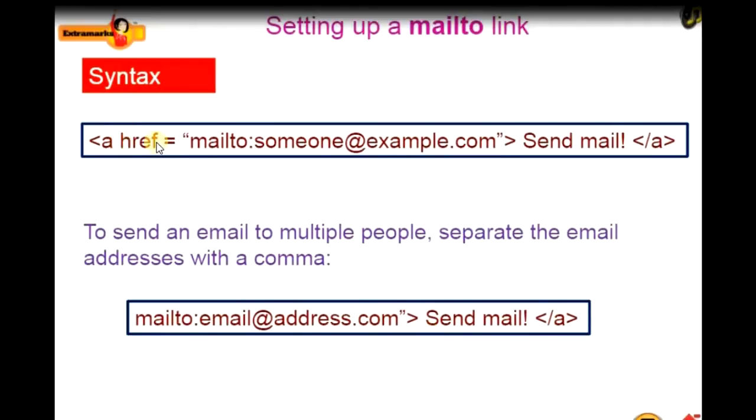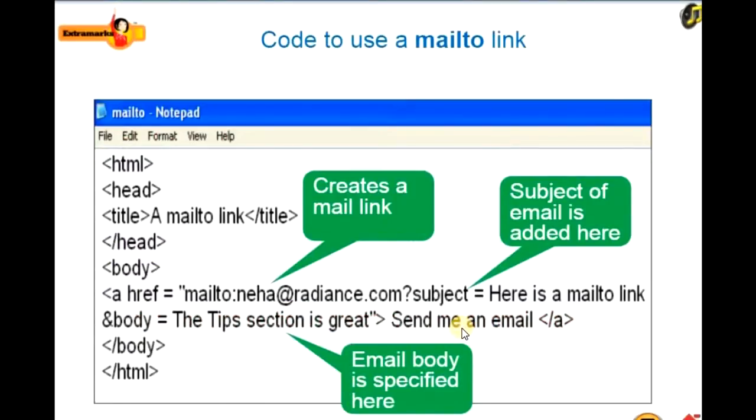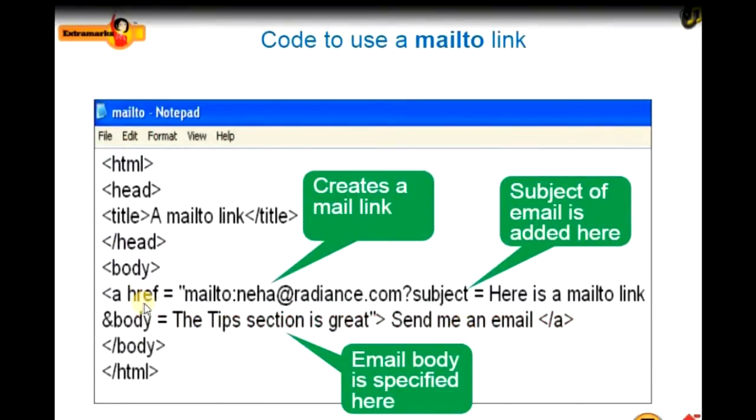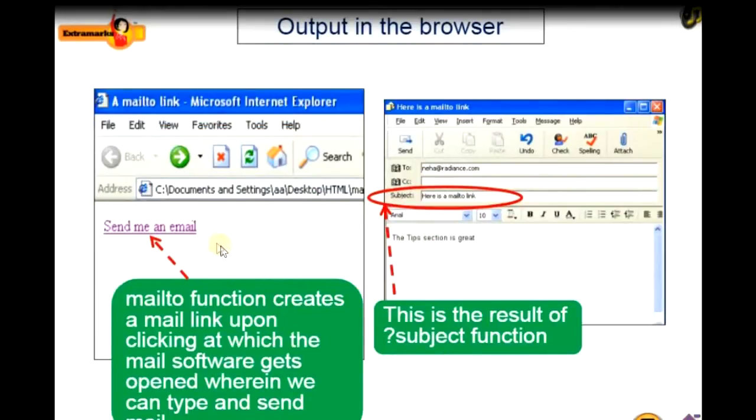So this is the example, a href mailto. So this is the address, the email address, and send mail. Another way is mailto email address, send mail. Is it clear? You can find the code. When we click over here, it will open like this.